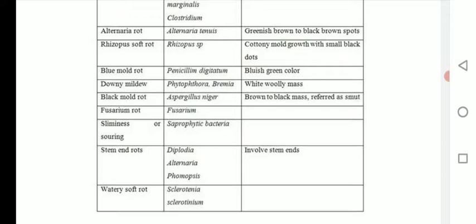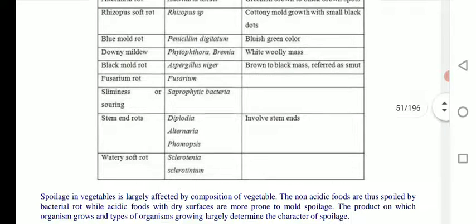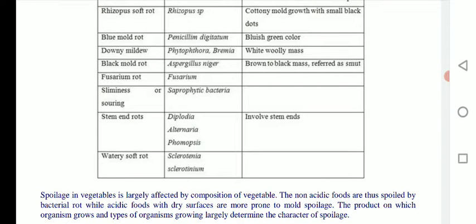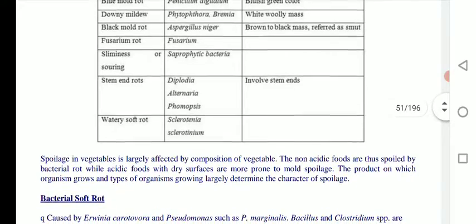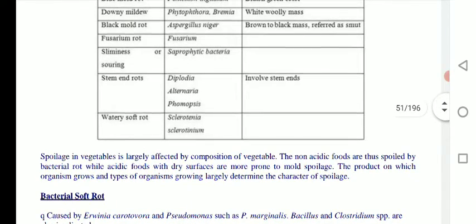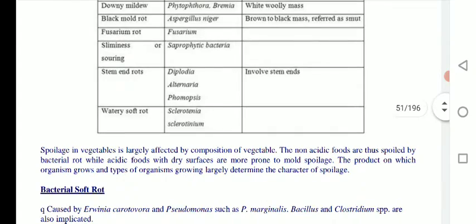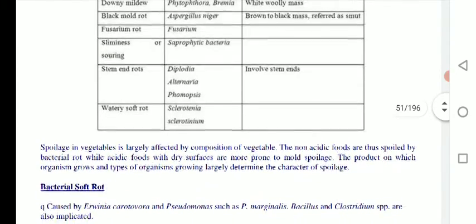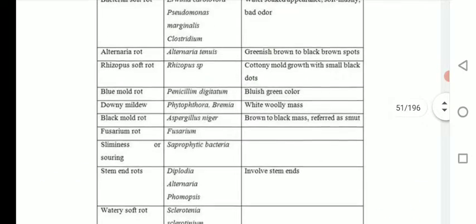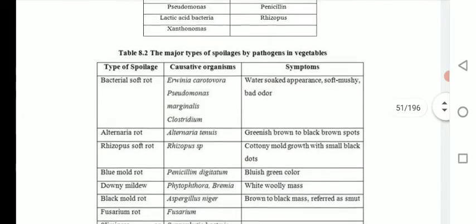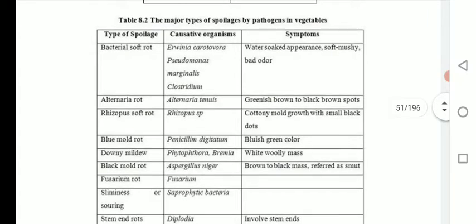In case of blue mold rot, it is caused by Penicillium digitatum, and you can observe bluish green color in vegetables. And in case of downy mildew, it is caused by Bremia and Phytophthora, and you can observe white woody masses. In a similar way, you can find stem end rots as well as watery soaked rot, and these are caused by Alternaria, then Sclerotinia, and it involves stem ends. So this is the overall details regarding major types of spoilage by pathogens in vegetables.